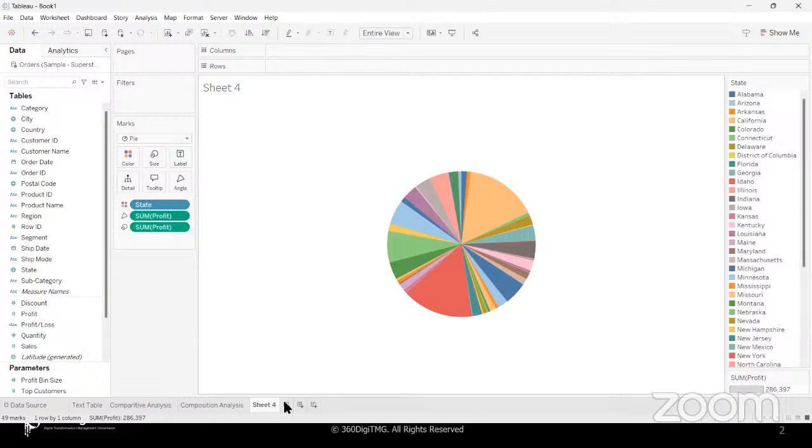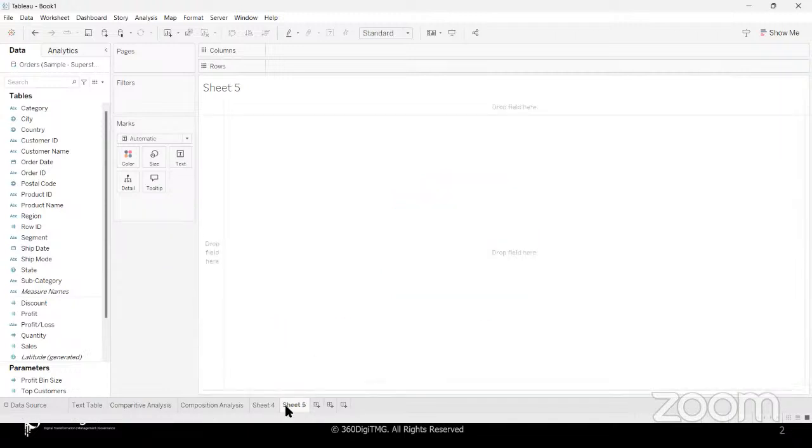So proceeding further, after tables, after comparative analysis and composition analysis, we will now go to trend analysis or time series data analysis. And what would be the best way to present time series data? When I say trend analysis, we're basically checking the trend in the data over a period of time. What is the trend in the data over a period of time?